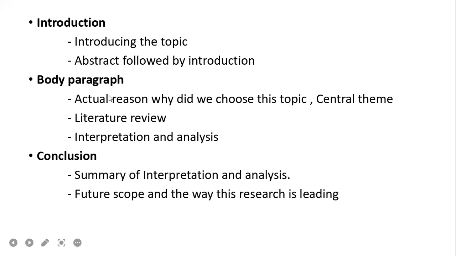The body will have the actual reason why to choose the topic, the central theme of the topic, and the literature review or literature survey. I told you, it is a summary of all the research papers, and your interpretation and analysis of the topic you have chosen. This is followed by the conclusion, which will have the summary and the future scope for the area you have selected.